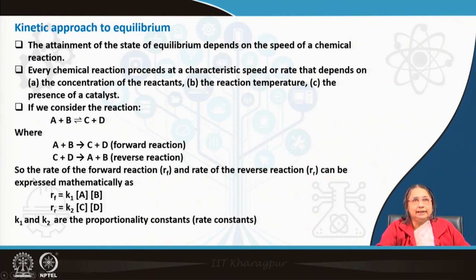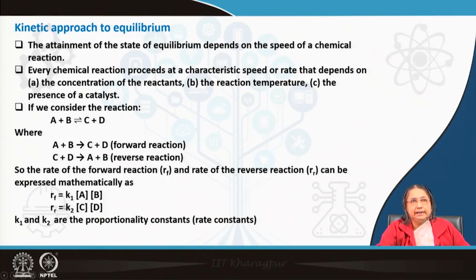These two rates, the rate of the forward reaction and the rate of the reverse reaction, can be expressed mathematically, and they become the same. The forward reaction depends on the concentration of A and B, that is, the reactant concentrations, and there is a constant called the specific rate constant, or rate constant. For the backward reaction, the rate is expressed as RR. This is rate F, the rate of the forward reaction, and this is the rate of the backward reaction.